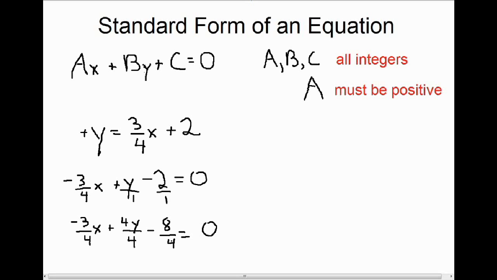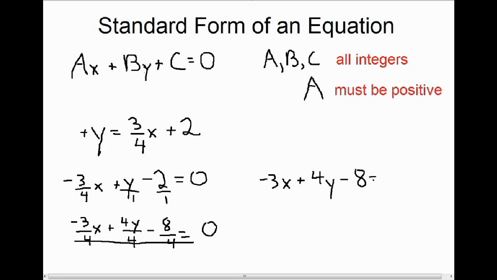And as we've seen, now essentially we're multiplying each term times 4. And when we do that, these 4's cancel out. We're multiplying the right side by 4 as well, but it still just stays 0. So what we end up with is minus 3x plus 4y minus 8 equals 0.